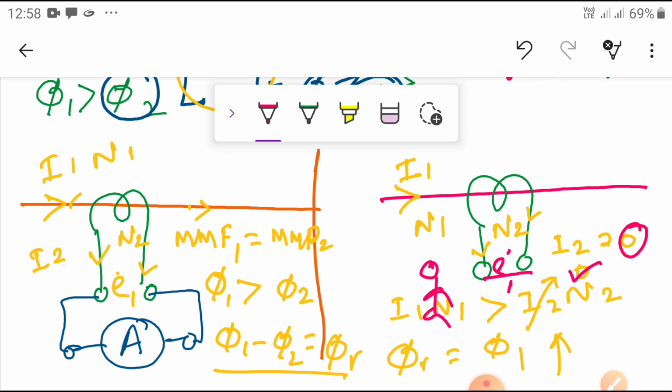That's why you don't open the secondary of the CT. This is a very important question. Please remember, dear students.